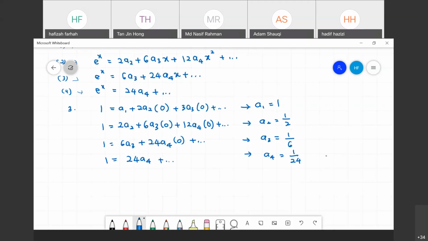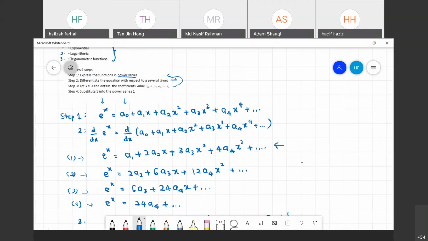Oh, but before that, we have a1, a2, a3, and a4, but we don't have the value of a naught. So how to get the value of a naught? Anyone? Macam mana dapat value of a naught?